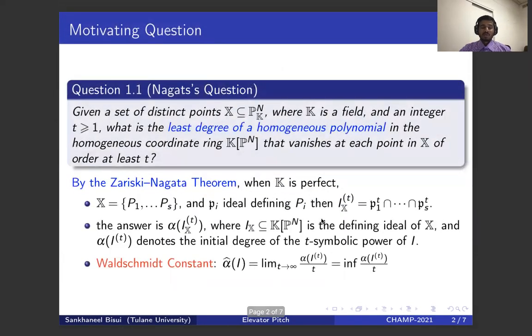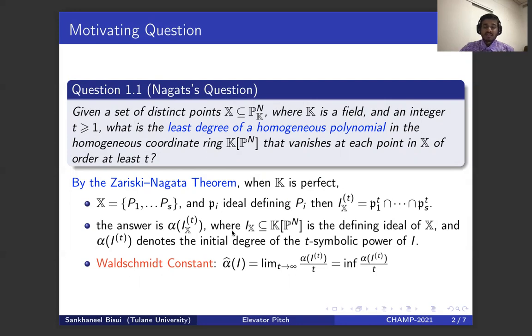I would like to give a brief description of the motivating question that inspired my work. It was raised by Nagata, and it asks: given a set of distinct points inside projective space, what is the least degree of a homogeneous polynomial that will vanish at each of those points with certain multiplicity? Now, Zariski and Nagata's theorem provides us an algebraic platform to study this geometric problem.